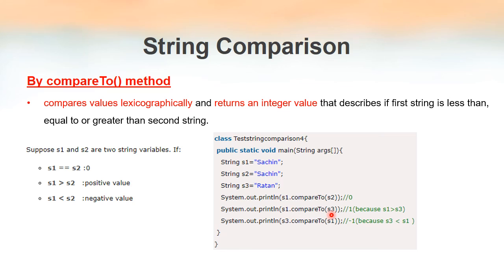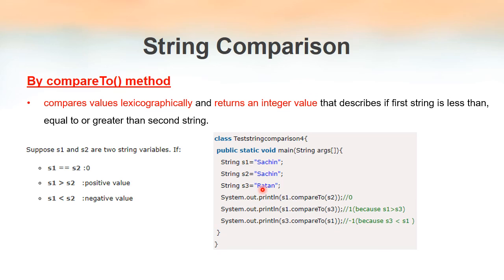As we can see here, S1 is greater than S3. S1 is Sachin and S3 is Ratan. In the English dictionary, the words starting with S come after the words starting with R. Sorry, Ratan. The word Sachin will be coming after Ratan in the English dictionary. So we will say S1 is greater than S3. In this case, we will be getting a positive 1 as the output.